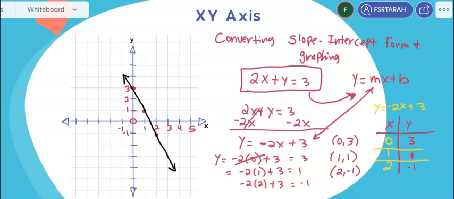All right, so that's how you convert to slope-intercept form when they don't give you any points, and that's how you plot them. You rearrange the form first, then you make your chart table, then you start putting the x values in to find the y, and then you plug them in and graph them.